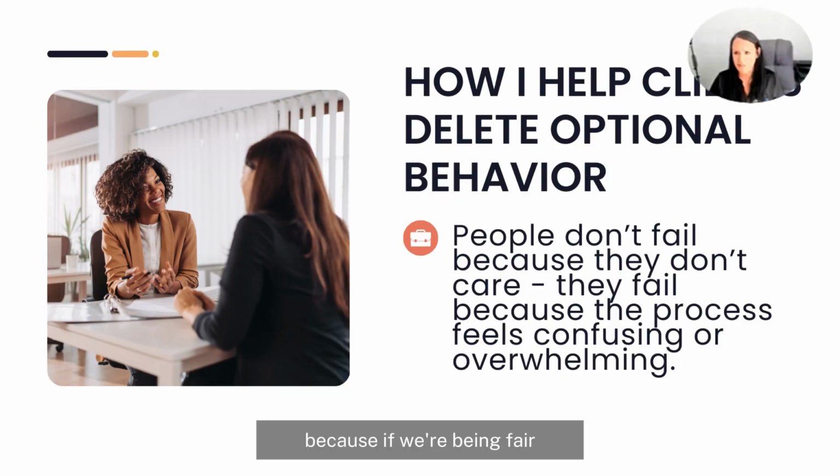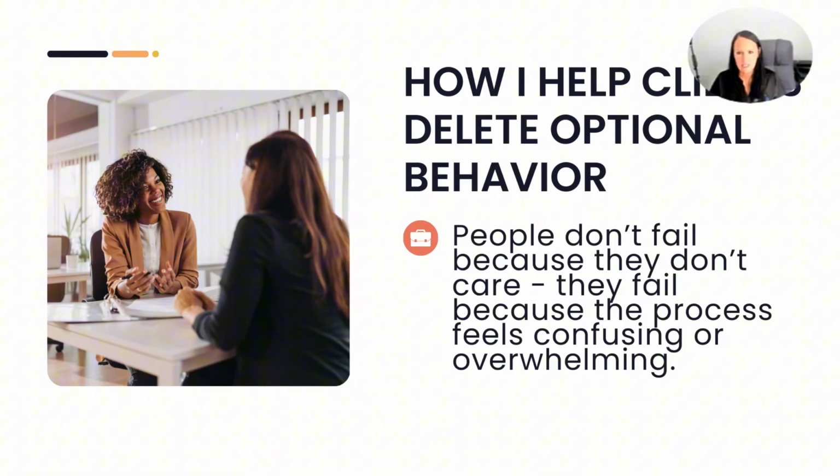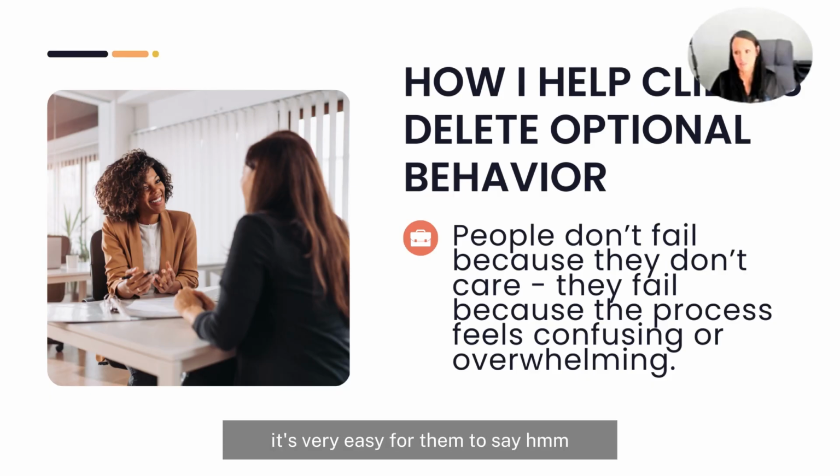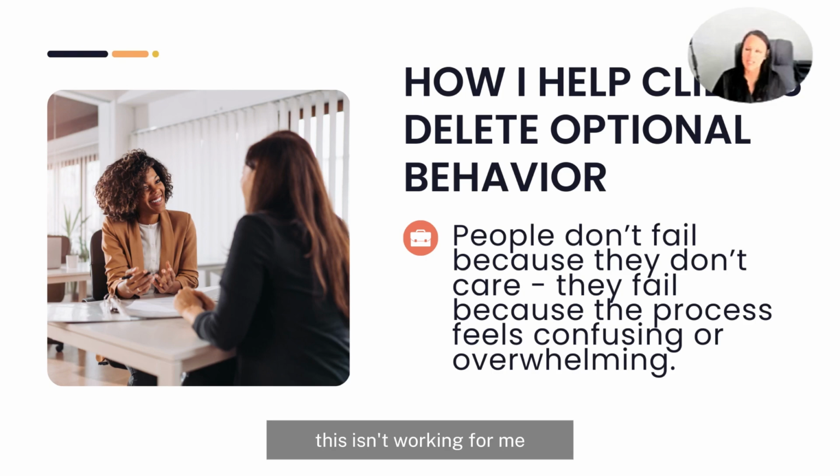Because if we're being fair, credit improvement is easy, right? So credit improvement is easy. So when things aren't easy, and if we haven't deleted optional behavior, it's very easy for them to say, this isn't working for me. I think I'm done with this, right? So we got to consider that.